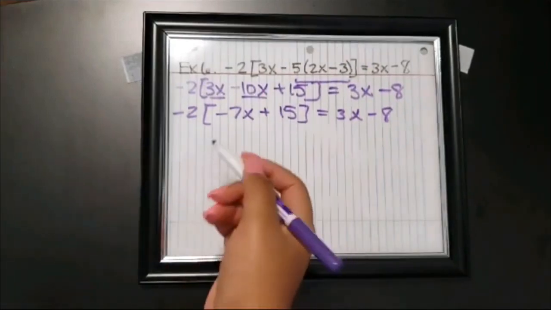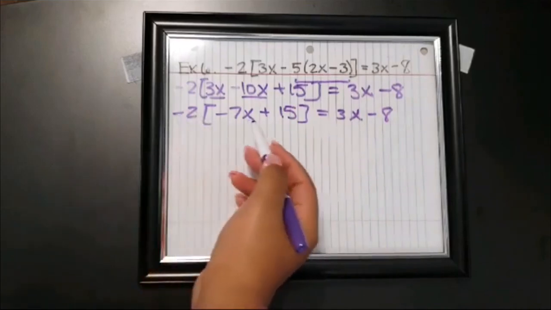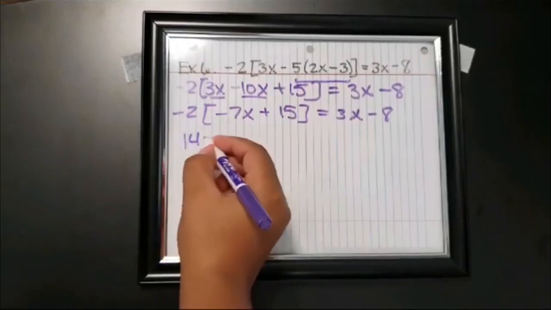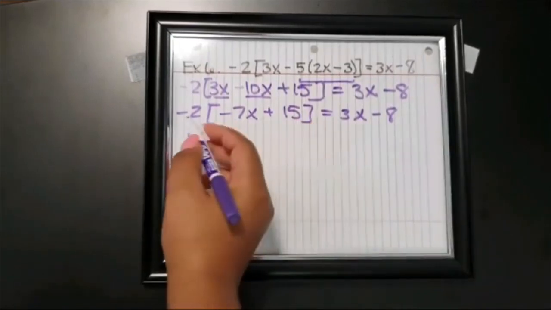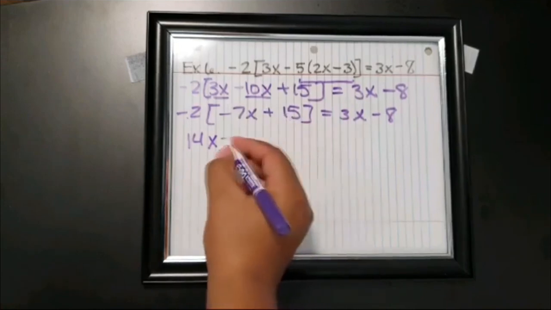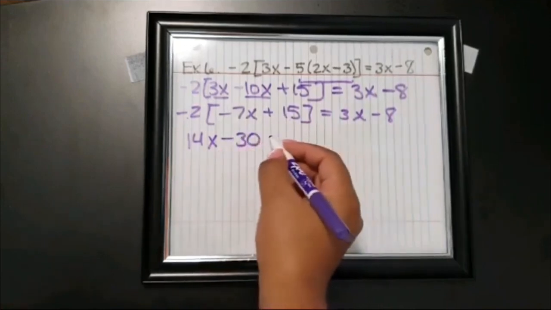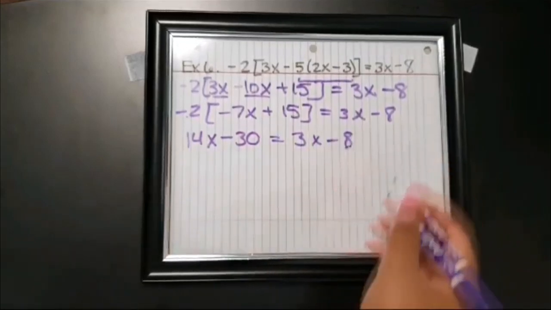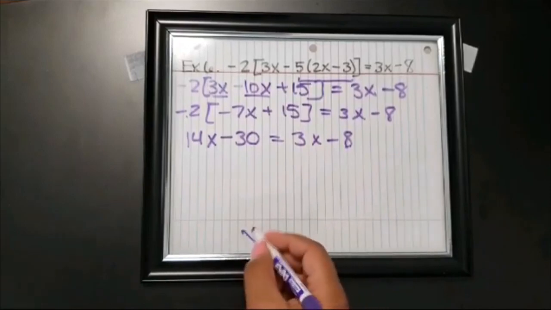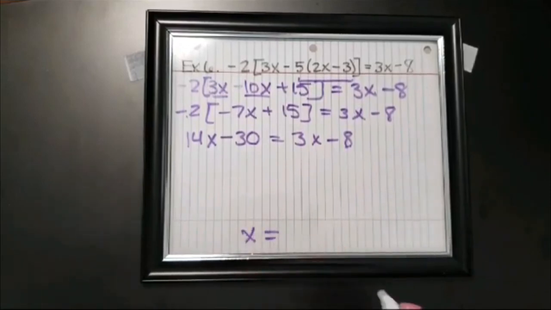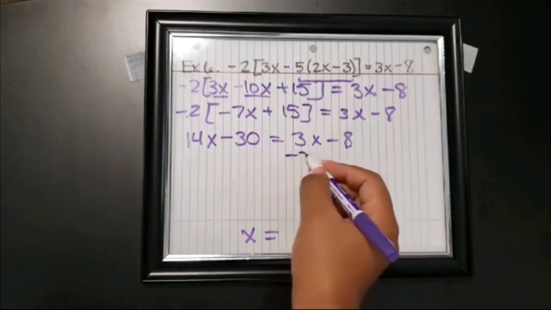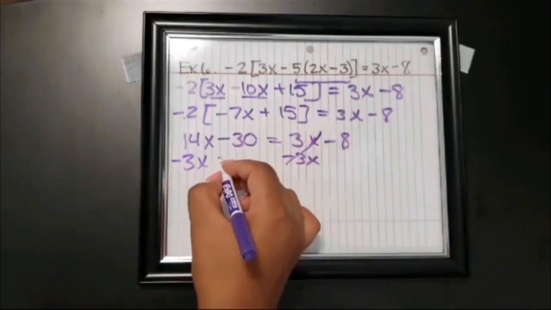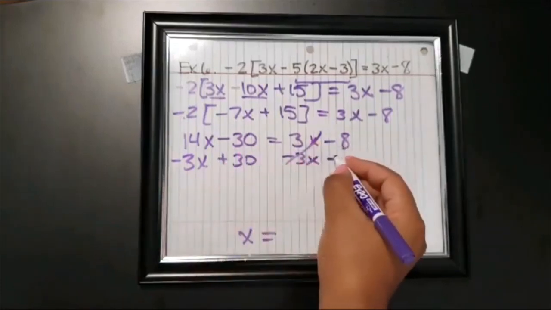Then from here, we have to distribute the negative 2. So negative 2 times negative 7x is positive 14x, and negative 2 times positive 15 is negative 30. And we're going to copy the right side. All right. So we know we need to subtract 3x on both sides. And we know we need to add 30 on both sides.